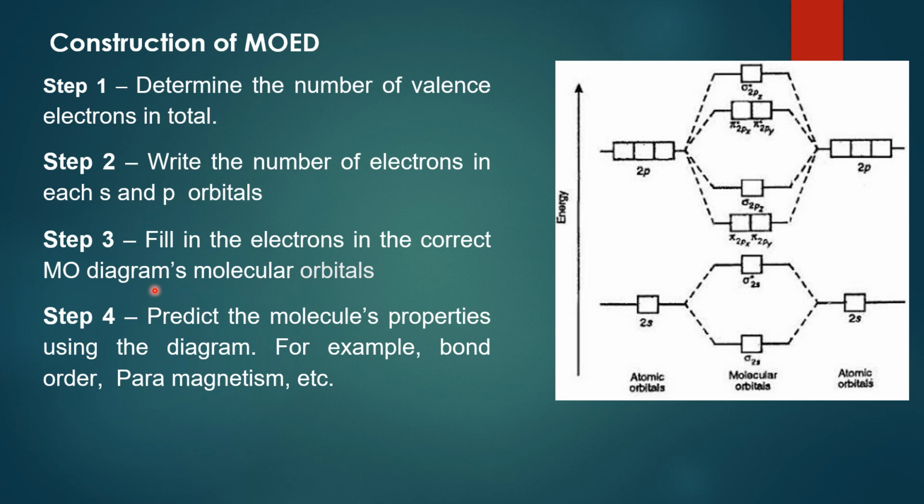We should find whether it belongs to the diamagnetic or a paramagnetic. If all the electrons in the molecule are paired up, then we can say it is a diamagnetic substance. If the molecule contains some unpaired electrons, then we can say it is a paramagnetic substance. All these are the steps. Step 1, 2, 3, 4 are involved in the construction of molecular orbital energy diagram.